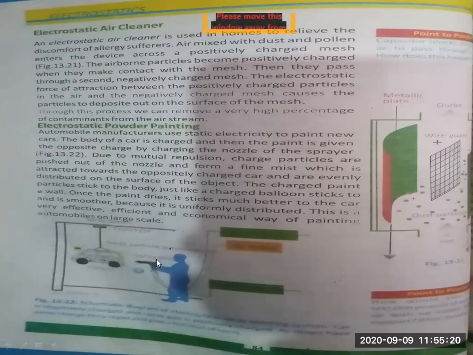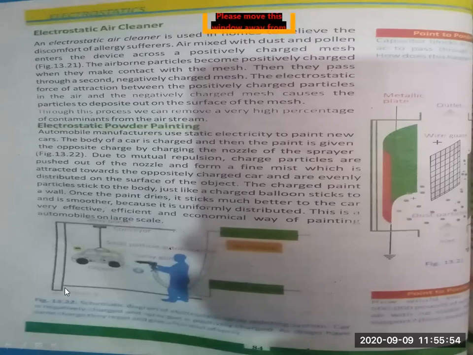In this way, automobile manufacturers use this type of car painting to paint cars on a large scale. You can see the principle of this: this is the conveyor belt where the car is hanging or moving backward or forward, or it can be rotated as well, in order to do the electrostatic powder painting. One has a positive charge and one has a negative charge.